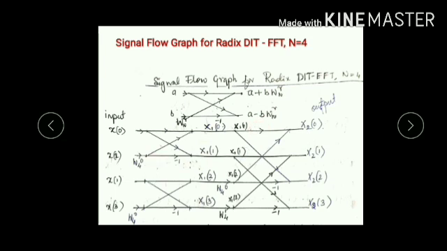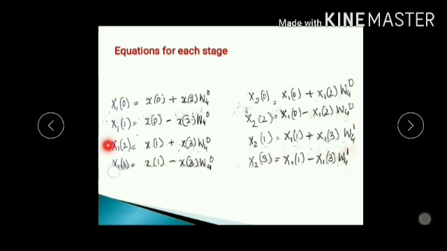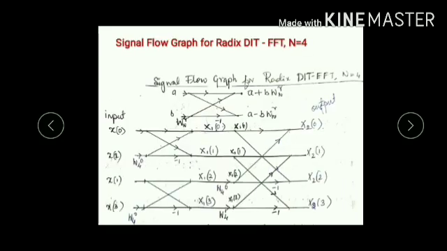Similarly, in order to calculate x1 of 2, x of 1 plus x of 3 into W40. x1 of 3, x of 1 minus x of 3 into W40, which you can see over here. So the first stage is very easy to calculate and write. Even the second stage is very easy. Now, you should be very careful in calculating this part for the second stage.